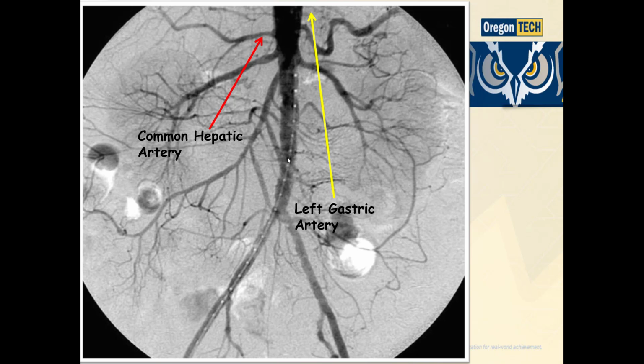You can barely make out the left gastric artery. The left gastric artery comes off the celiac trunk and comes right up here like so. And it's going to go along the lesser curvature of the stomach. The splenic artery is a very tortuous artery that goes out to the spleen.